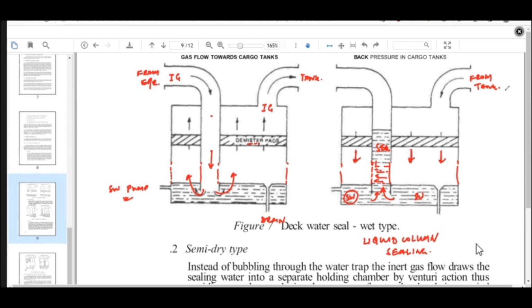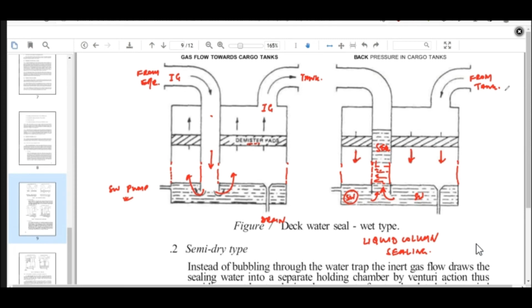Now, when I look at the right hand side, when the IG plant is stopped, then ideally there should be no pressure inside the deck seal. But if the pressure is high in your tank and there is some leakage from your manual valves as well as from the non-return valve, which is very rarely gas tight. So this is a very positive sealing arrangement. That is why we need it.